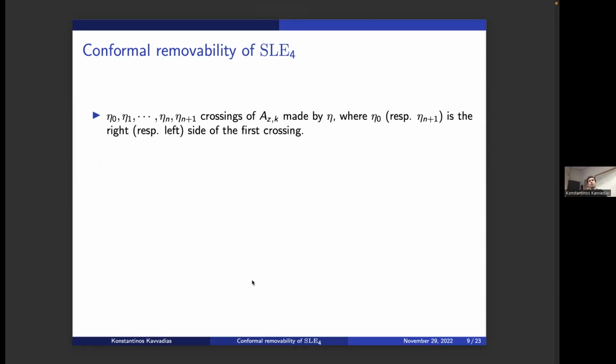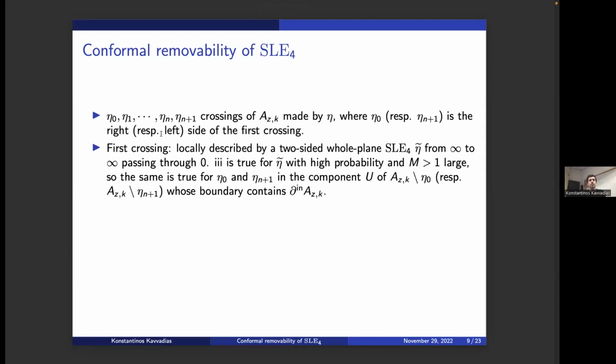So here, what is the setup? Again, the setup is the following. We just fix a Euclidean annulus. And we consider η_j to be the crossing that η makes of that annulus. Of course, we assume that we are working on the event that SLE4 hits the inner boundary of this fixed annulus. And here with η_0, I denote the right side of the first crossing of the curve of the annulus, seen as prime ends, and η_{n+1}, the left side. And the rest of the crossings I call η_j's.